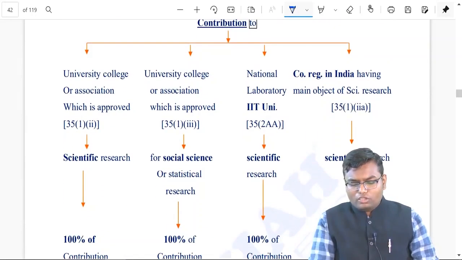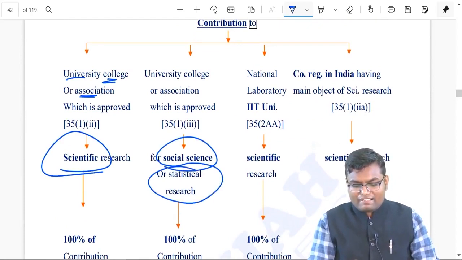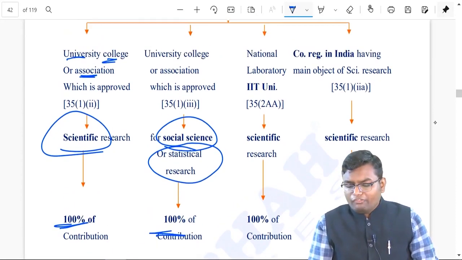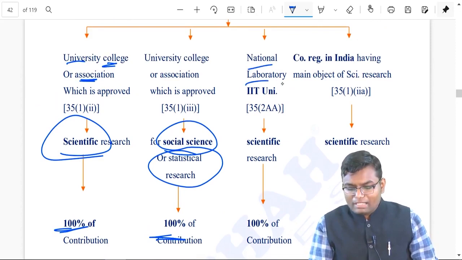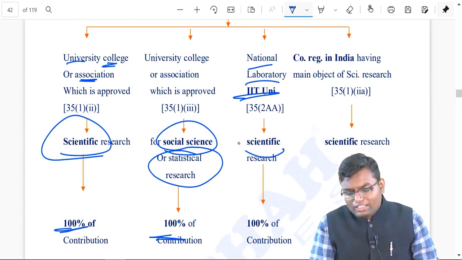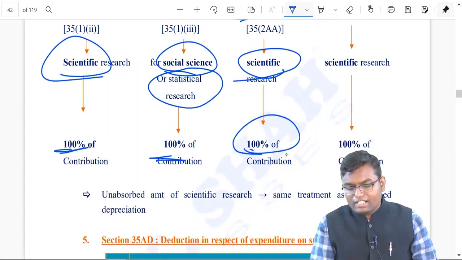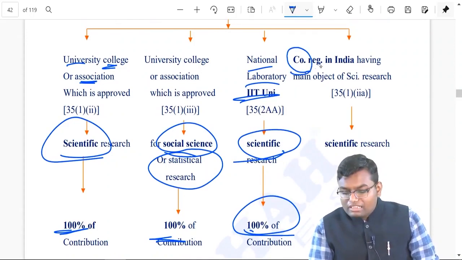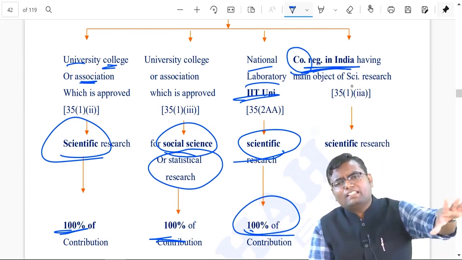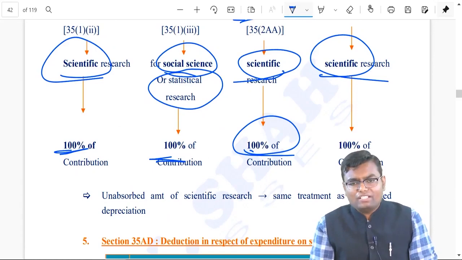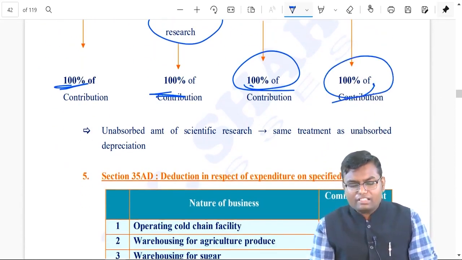Now, if you are giving a donation to any university, college or any association, for either scientific research, social research or statistical research, you will get 100% deduction. But if you are giving a donation to a national laboratory or IIT university, and only for scientific research, you will get 100% deduction. If you are giving a donation to a company which is registered in India, whose main object is to do scientific research, and if it is in the nature of scientific research, again you will get 100% deduction.